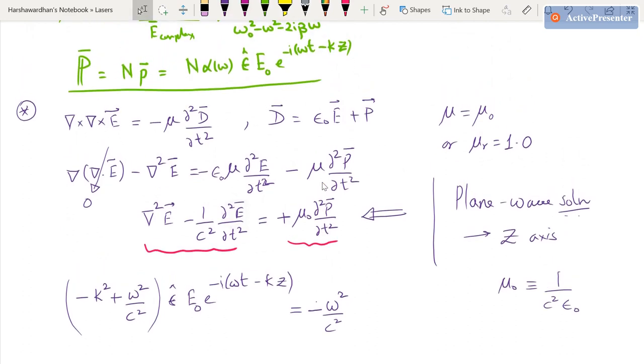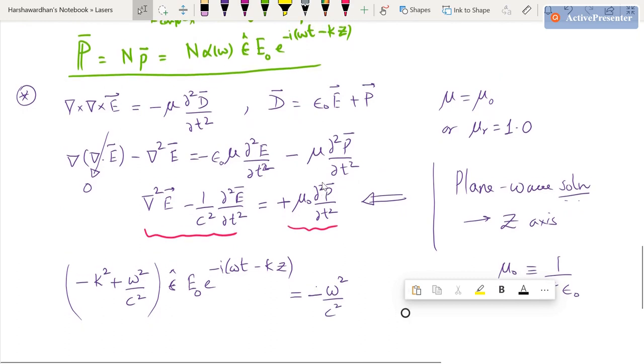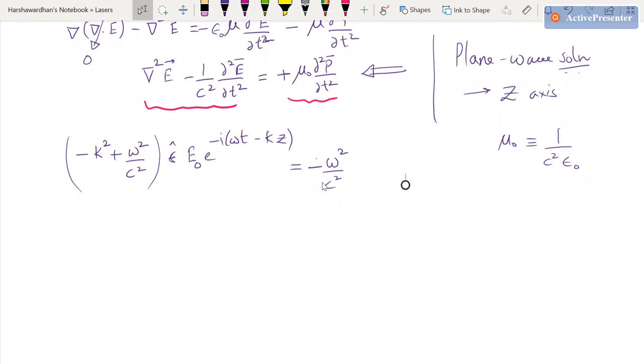And so what we get is basically, if you look at my P now, the only time dependence is there in the exponential i omega t. So that minus omega square has already come down, and the rest of it needs to be written, which is n times alpha, which is the polarizability as a function of omega, right, by epsilon naught. Remember, this is what is pending from there. This thing multiplied by the field itself, which is E naught exponential minus i omega t minus k z.